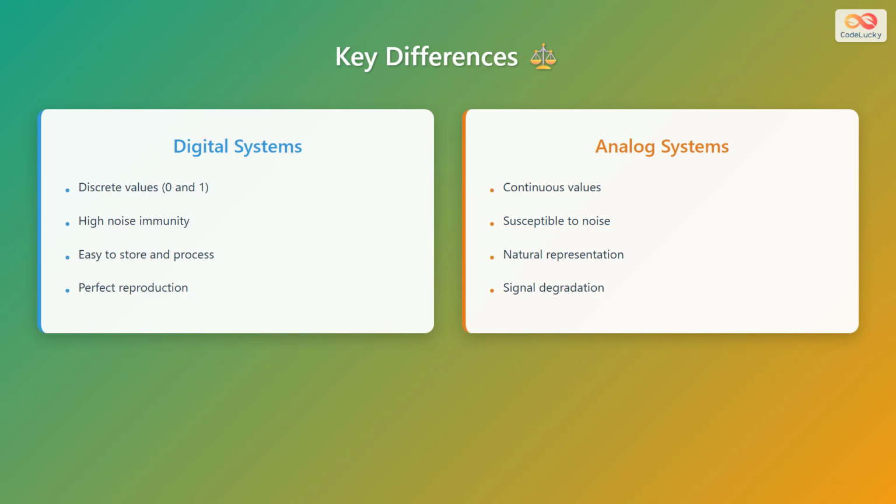Here is a comparison between digital and analog systems. Digital systems use discrete values, offering high noise immunity, which means they are less susceptible to interference. They are easy to store and process, and allow for perfect reproduction of data. Analog systems, on the other hand, use continuous values and are susceptible to noise. They offer a natural representation of real-world signals, but may suffer from signal degradation during processing and transmission.